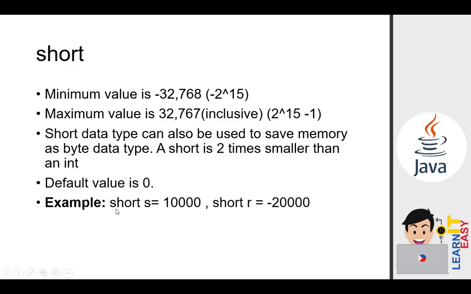Example, declaration is short space S. S will be the identifier and short is the data type. S is equals to 10,000. Valid ba yan? Yes, kasi hanggang 32,000 ang limit. Short R is equals to negative 20,000. Is that valid? Again, yes, because hindi pa rin naman siya lumalagpas doon sa kanyang range.